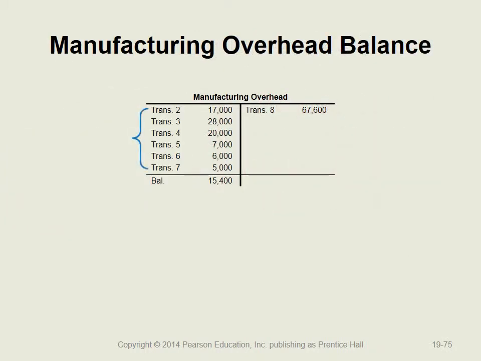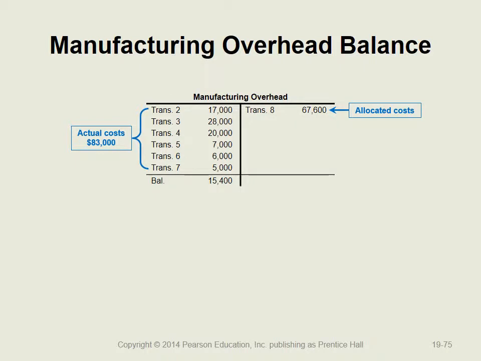The last step of recording costs in a job order costing system is to adjust the manufacturing overhead account for the amount of overallocated or underallocated overhead. The total debits to the manufacturing overhead account rarely equal the total credits because overhead is allocated using a predetermined overhead allocation rate based on estimates. At the end of the accounting period, SmartTouch has a $15,400 debit balance in the manufacturing overhead account.